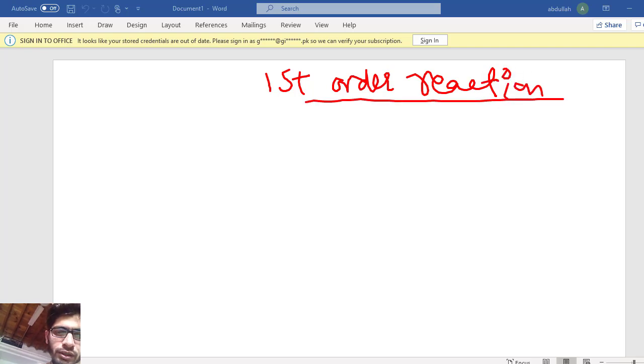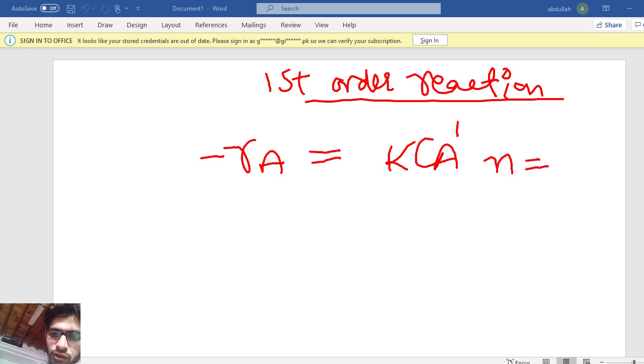The general rate law for a first order reaction is rA equals k CA to the power 1, where n shows that it is a first order reaction. Here the rate and concentration are directly related in the first order reaction.